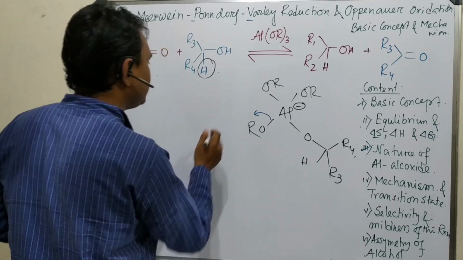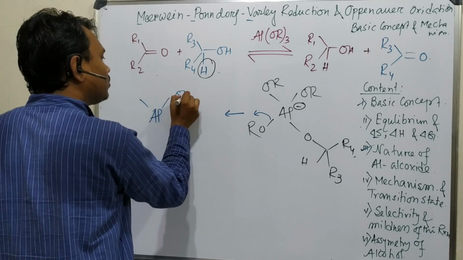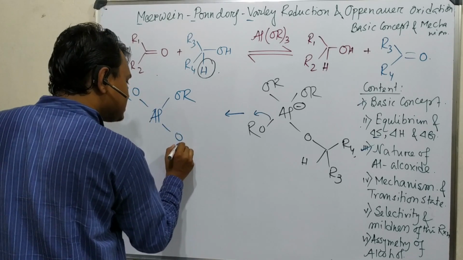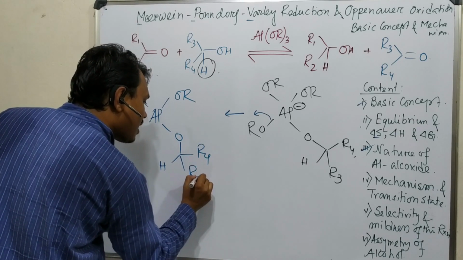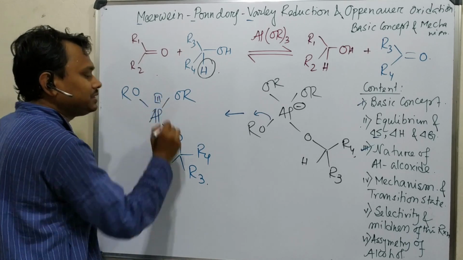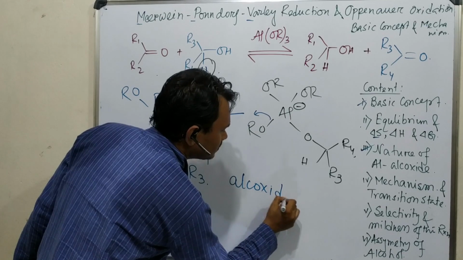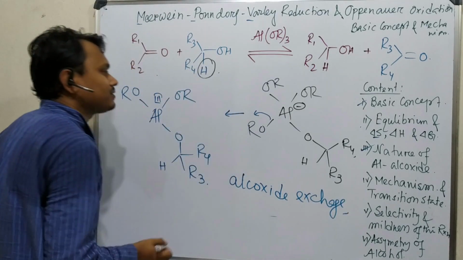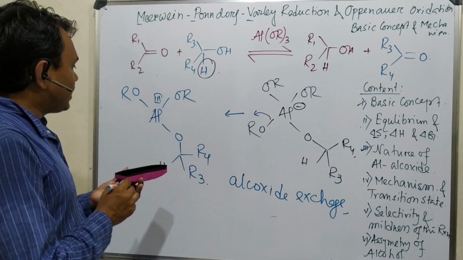If one OR leaves, then it will result in this aluminium OR, and this is alkoxide. Fine. See, this is nothing but alkoxide exchange. So the first step is alkoxide exchange. Fine. Second step, what will happen?